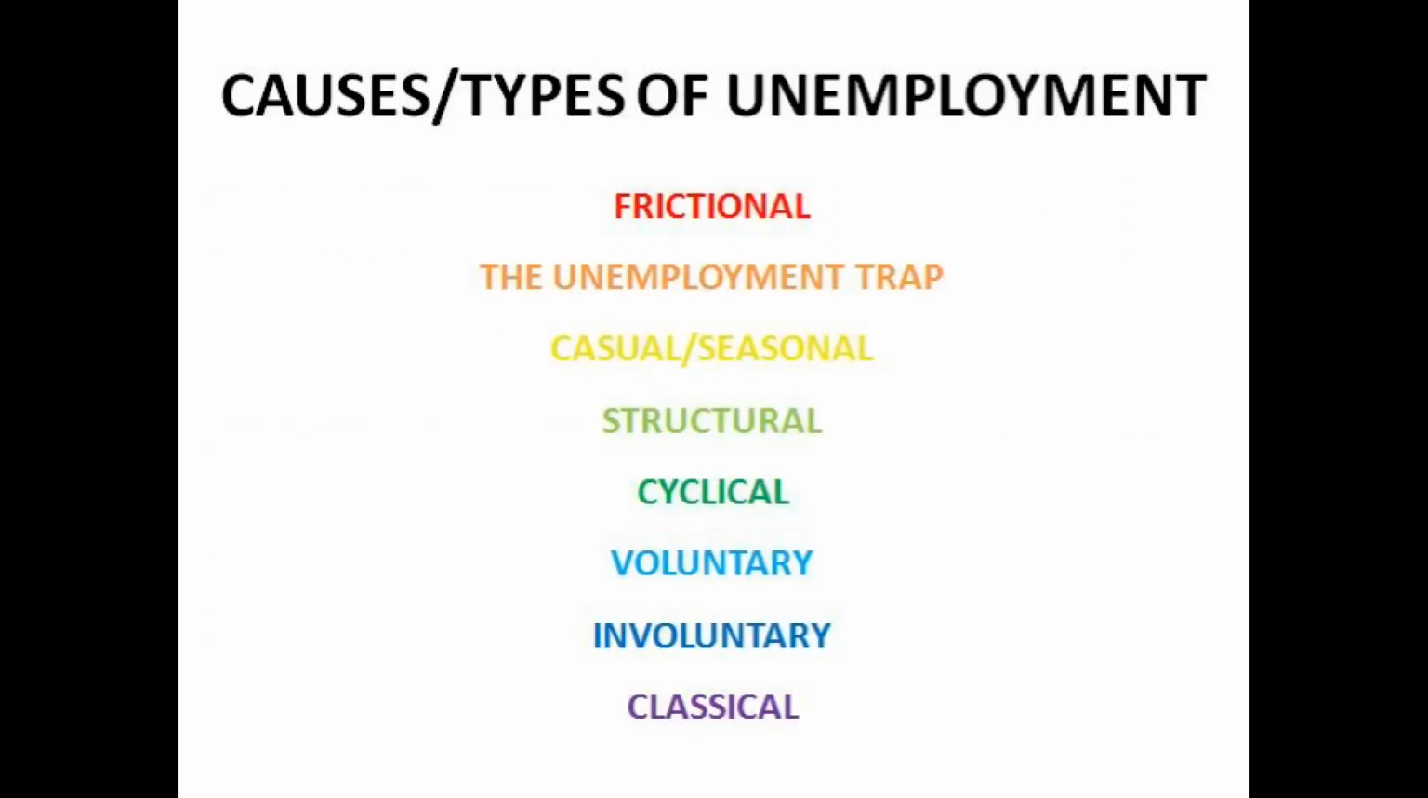Here is a rainbow list of the causes and types of unemployment. I'm going to try to go through them quite quickly, so you're probably already familiar with them, thanks to Adeeba who provided the names for the examples. Frictional unemployment occurs when workers are moving between jobs. It can be voluntary or involuntary.